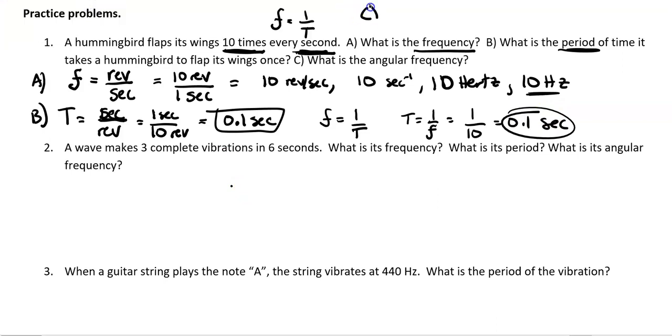Okay, let's go ahead and look at C. We want the angular frequency. Angular frequency is omega. I know I just gave you 2 equations, but the equation I remember, angular frequency omega is going to be 2 pi over period. The period is 0.1 seconds, so this is 2 pi over 0.1. So 2 over 0.1, that's 2 divided by 1/10, which is just going to be 20 pi radians per second.